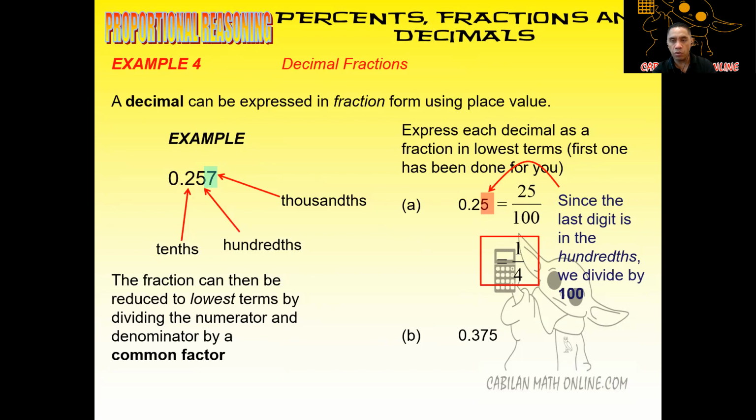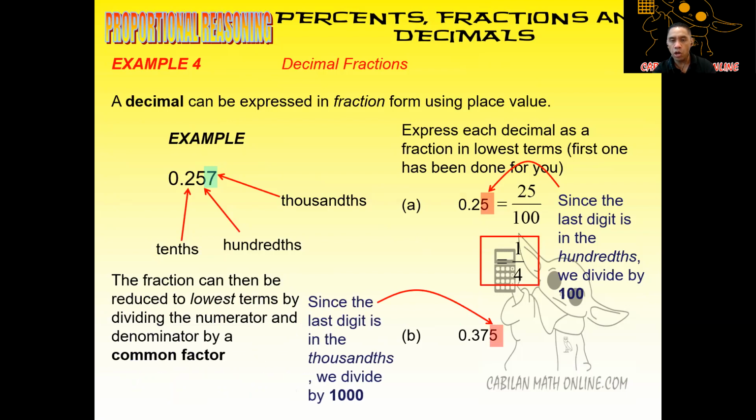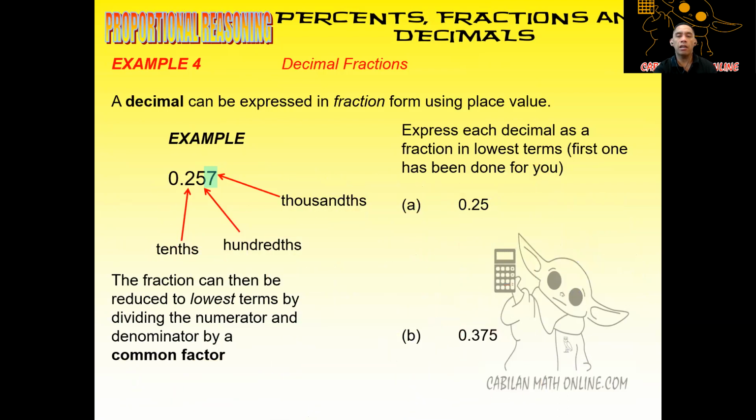All right. So for this next one over here, this 5 here, as you can see, belongs in the thousandths column. So what we want to do here is we're going to take the 375 and you're going to put it over 1,000. Okay, and we can reduce that, and that becomes 3 over 8. All right. Now that you've seen these two examples, I want you to take a look at examples C and D. Be very careful for part D.